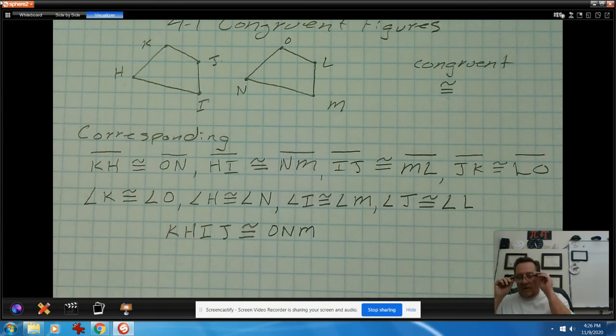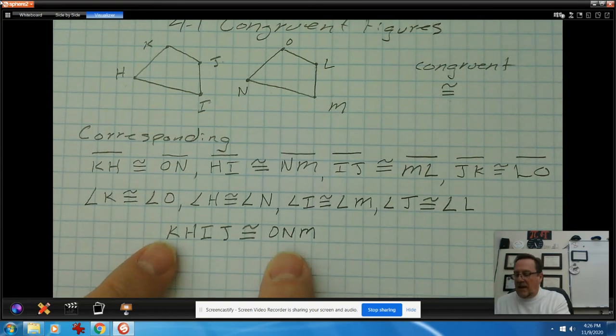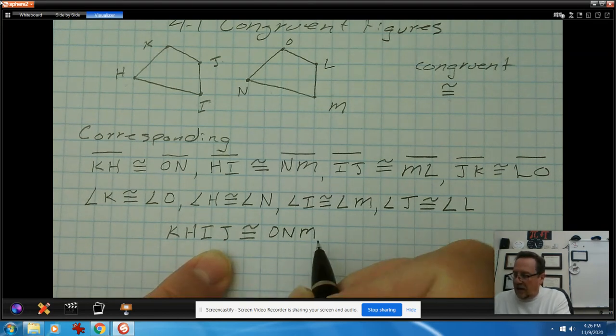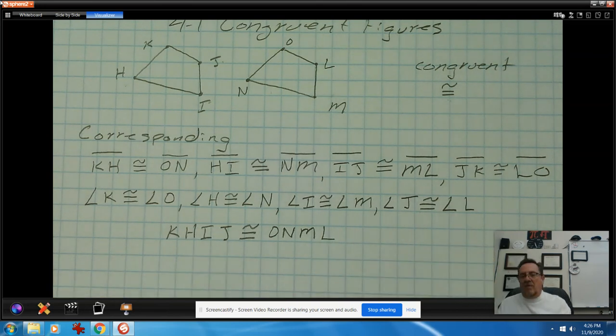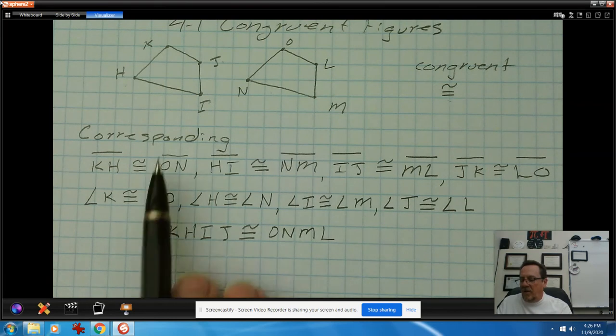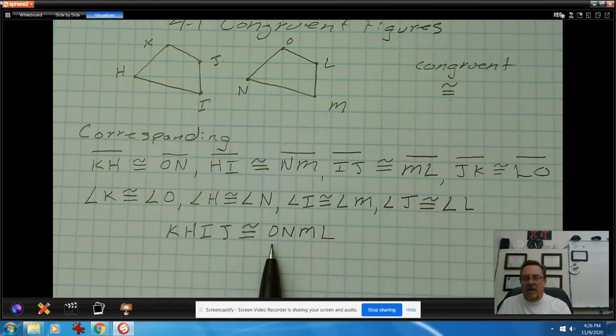And the next one has to correspond to I, so I'm going to write M. Order matters on these. When you say two figures are congruent, the corresponding parts have to be listed in the right order. The last one here is J, and it corresponds to L. So when you write a congruency statement about two figures, they better match up. That is, if the first letter K here is where we're starting on the first figure, then its corresponding vertex O must be written first here.